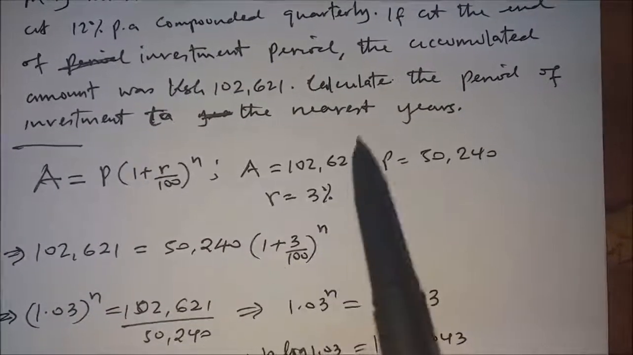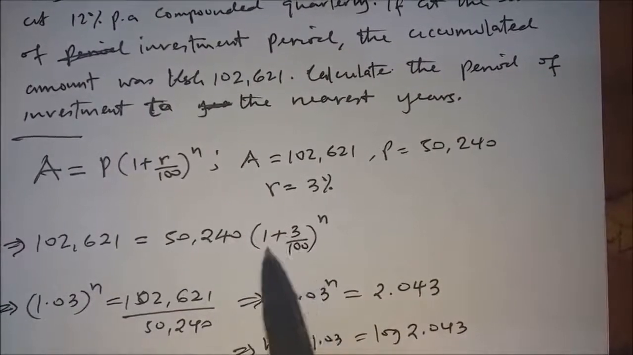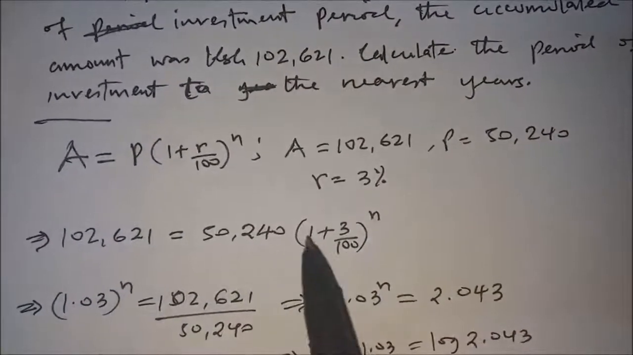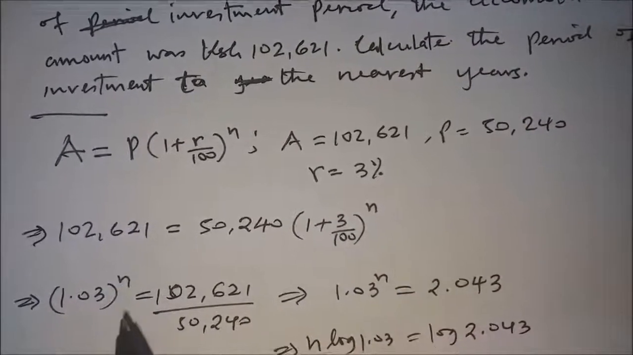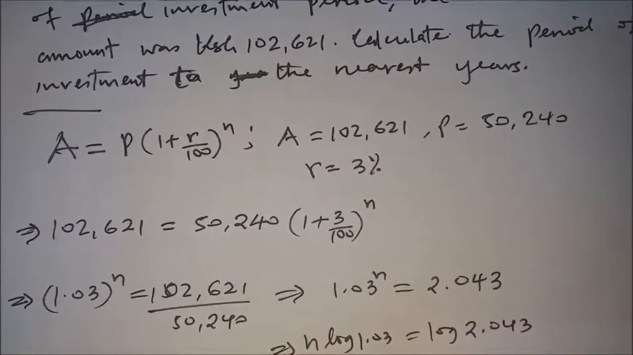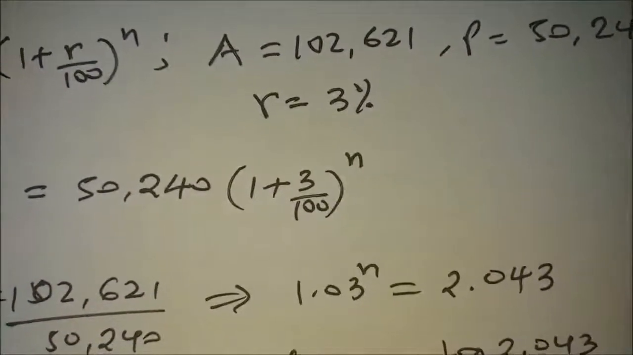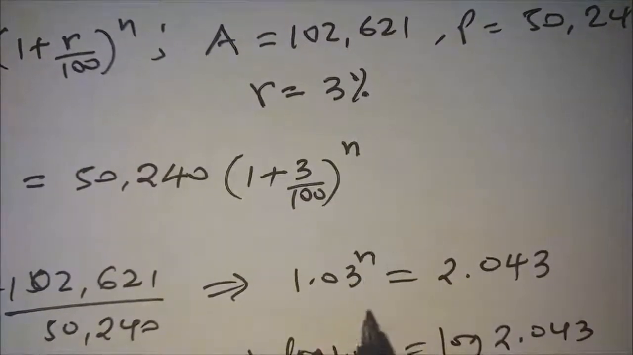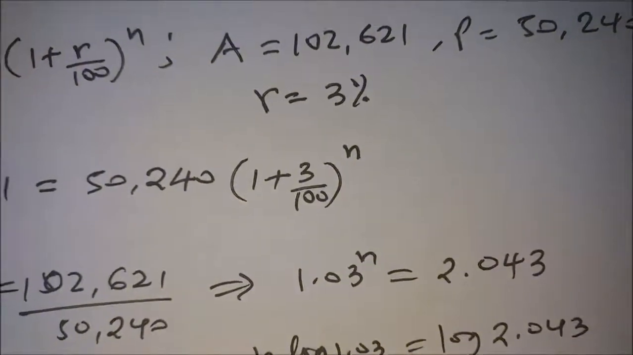And we bring these values into the formula, and once again we realize that n is unknown, and we go ahead to simplify this equation, and we end up having 1.03 to the power n equals 102,621 divided by 50,240. And we have a special type of equation, which is an index equation where the unknown is at the power. So to solve this, we introduce logarithms at both sides.